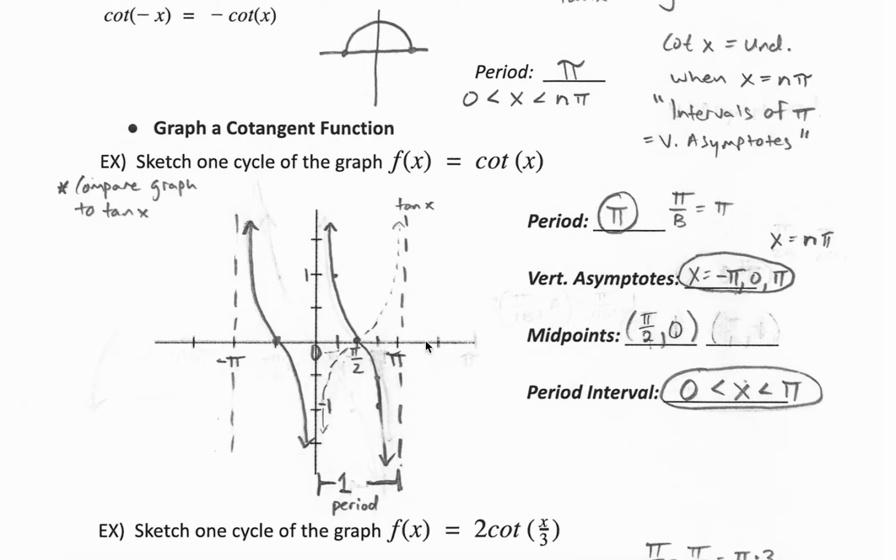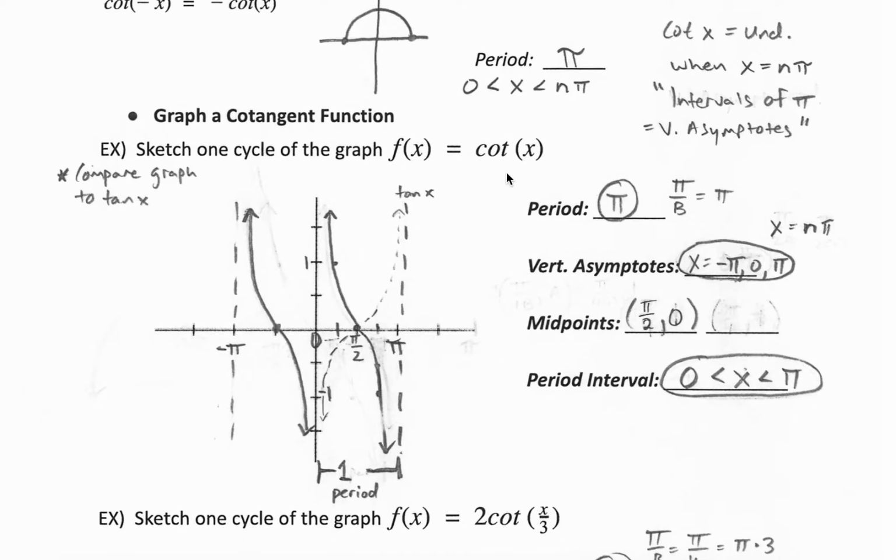All right, but there's the basic cotangent graph. The period interval is going from one asymptote to another. So the initial one here would be from 0 to pi. Don't include the or equal symbols there because we're not including values on those asymptotes.